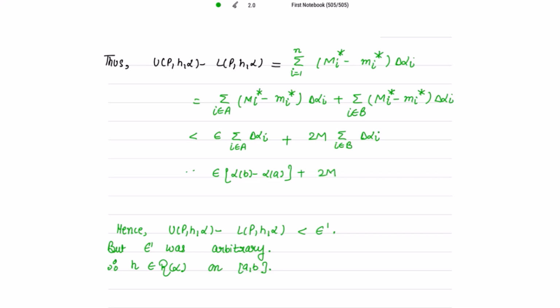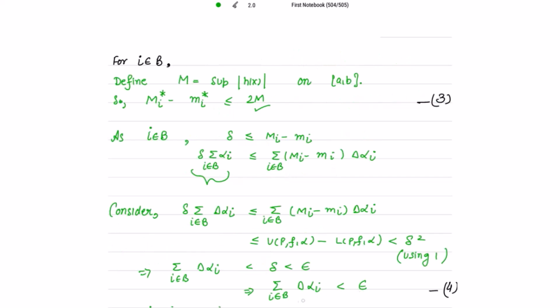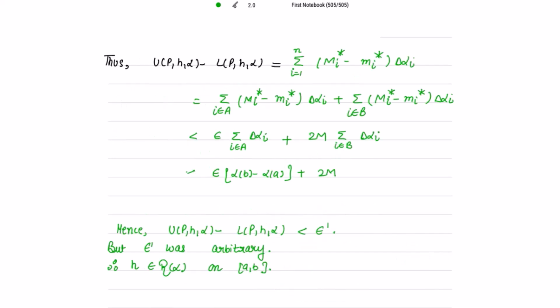Now this summation of delta alpha i is strictly less than epsilon from 4. So I will write here the sign strictly less than epsilon. Is it fine? Now this is equal to, taking epsilon common, alpha(b) minus alpha(a) plus 2M, epsilon outside, and taking all together to be epsilon dash. So this is just a number. So U(P, h, alpha) minus L(P, h, alpha) is less than epsilon dash, but epsilon dash was arbitrary. Hence h is Riemann integrable on the closed interval [a, b]. We get the result that U(P, h, alpha) minus L(P, h, alpha) is less than epsilon dash, which is arbitrary. So h is Riemann integrable.